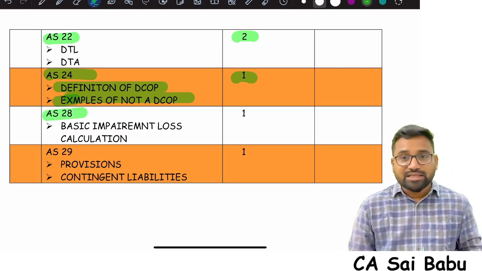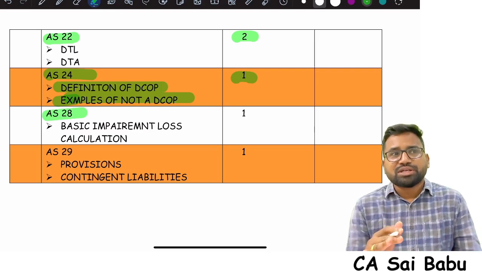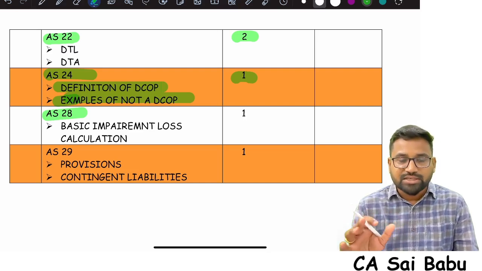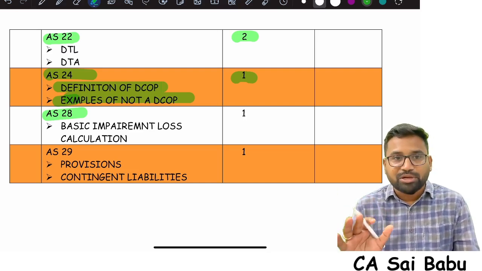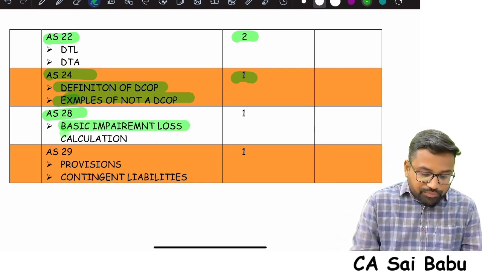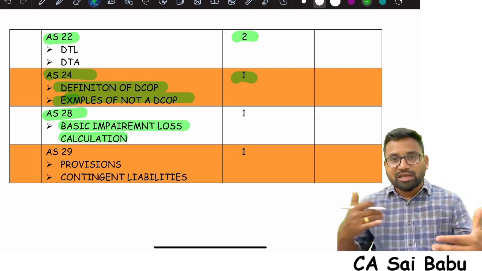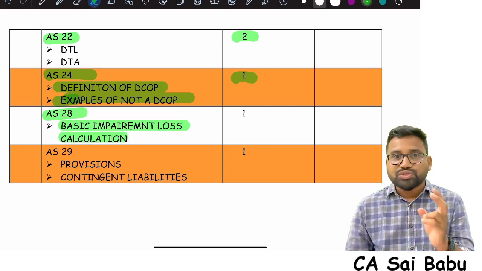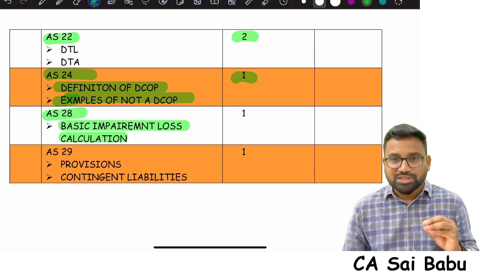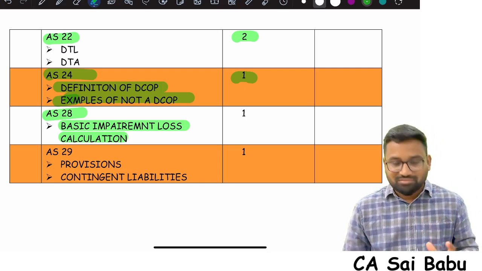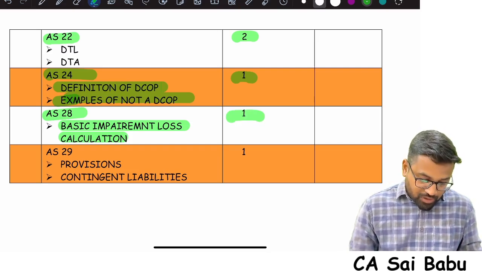And AS28, sir, impairment loss. Most of the students are leaving this standard, sir, but my suggestion is don't go deep into the standard. Just understand how to calculate impairment loss. Understand the basic impairment loss calculation. Because when they frame a case scenario based question relating to PPE, they ask 1 or 2 questions from impairment loss, and those are very simple questions. They ask how to calculate the basic impairment loss. So that's why 1 hour.